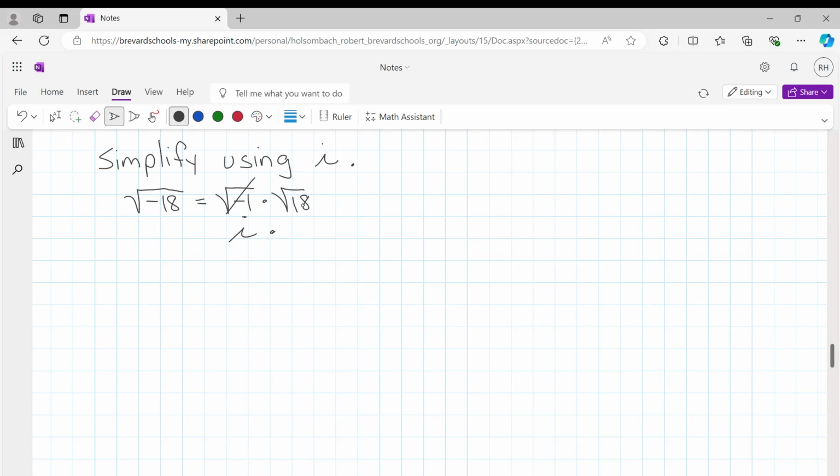And since the square root of 18 is equal to the square root of 9 times the square root of 2, we can replace the square root of 9 with a 3. So what we're left with in this case is 3i radical 2. And that's how you would write the square root of negative 18 using i.